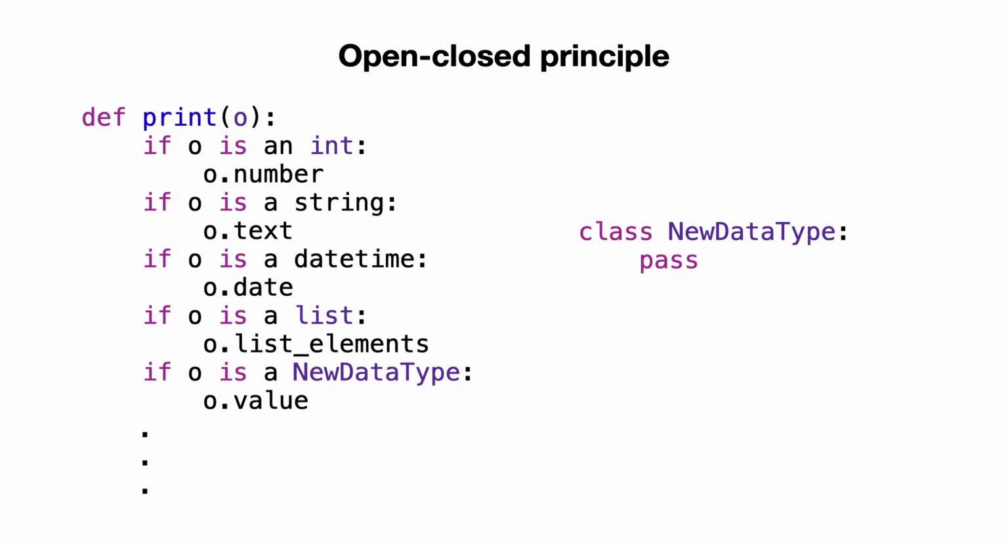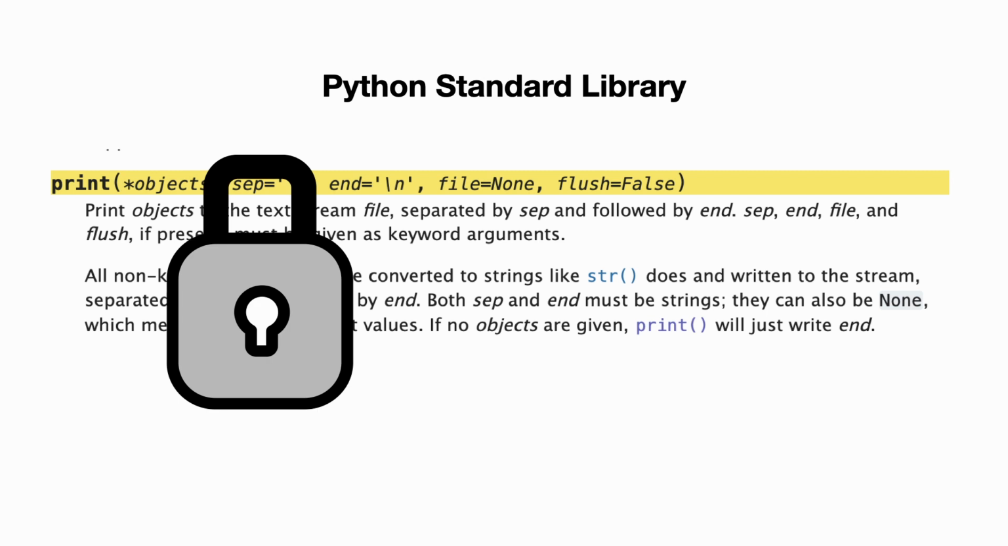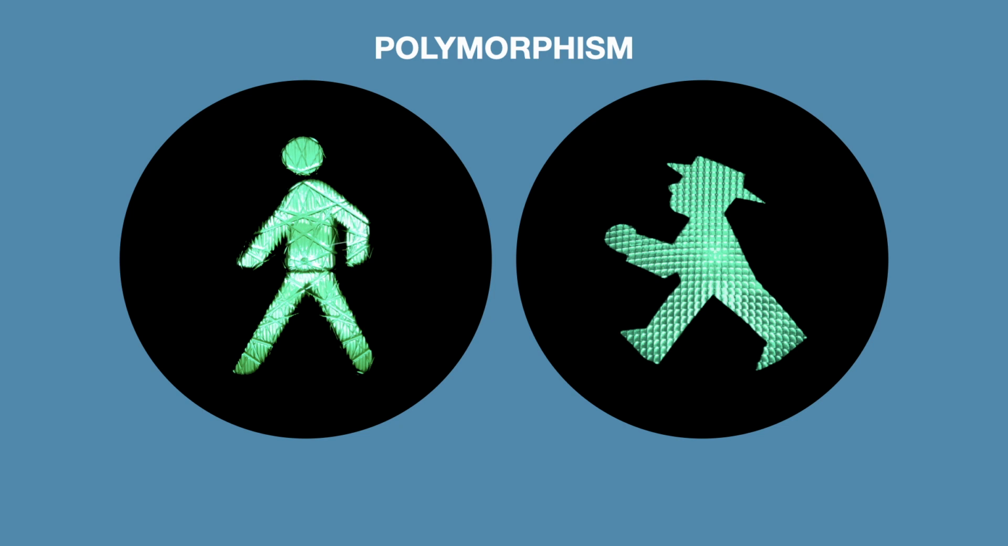And in this example, there is another problem. The print function is part of the Python standard library. It is highly unlikely that you are going to change that code. So when the print function cannot be changed, but you still want your objects to be printed by it, what is the solution? The answer is polymorphism.